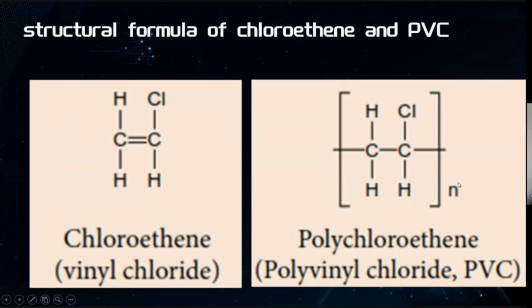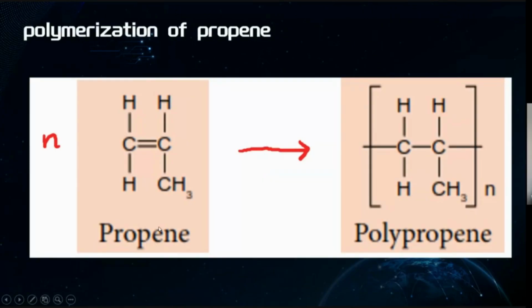So this one is called polychloroethene. Monomers normally have no word poly. For polymers, just add the word poly in front of it, like polyvinyl chloride. This is PVC. Then propene, you see here C double bond C, then this one is one CH3. So in the polymer, polypropene, the double bond is no more, because it forms two new single bonds to connect with another monomer here. So this one is polymerization.